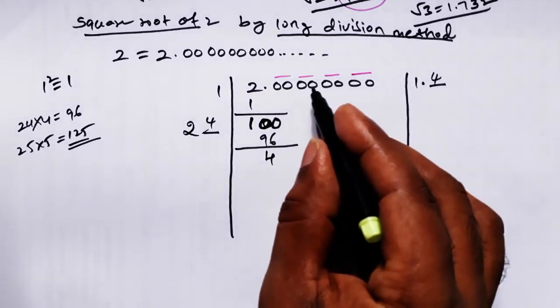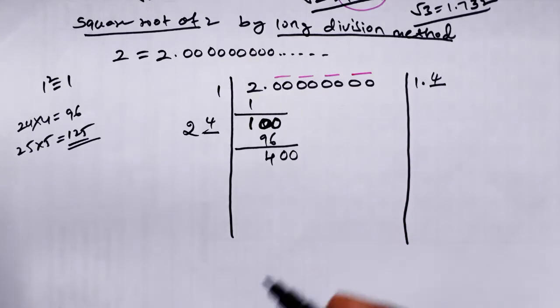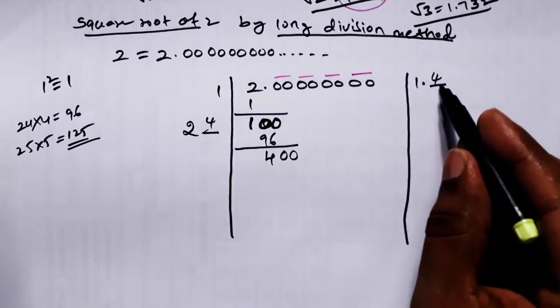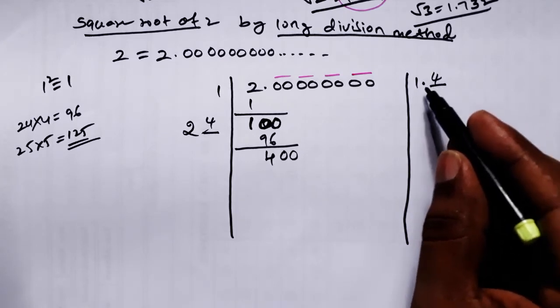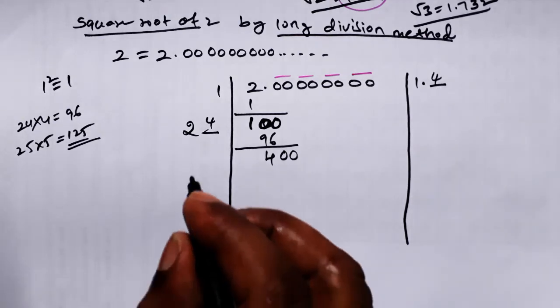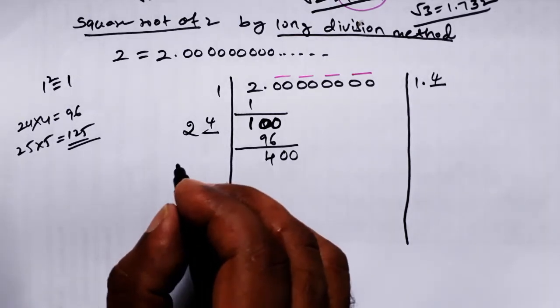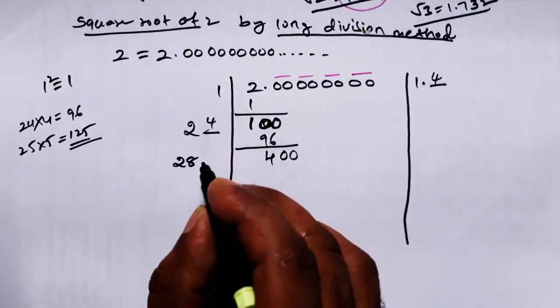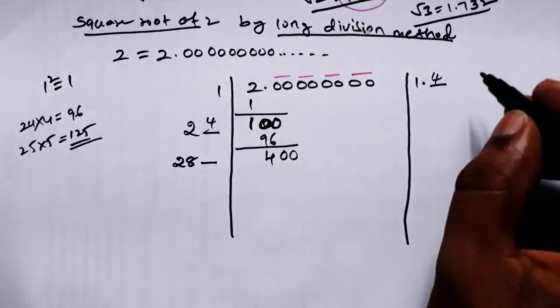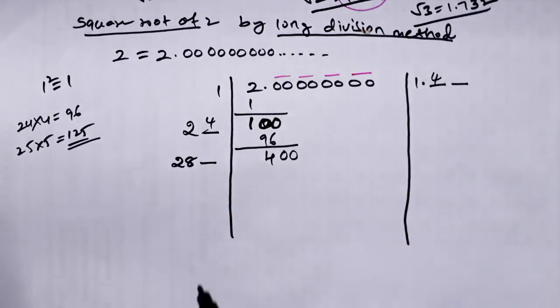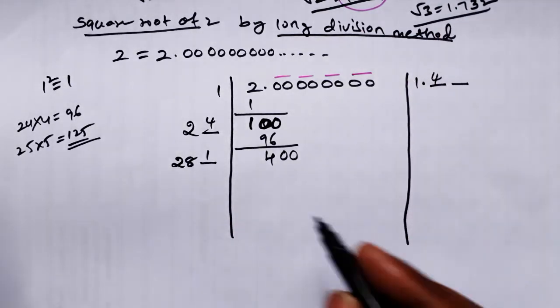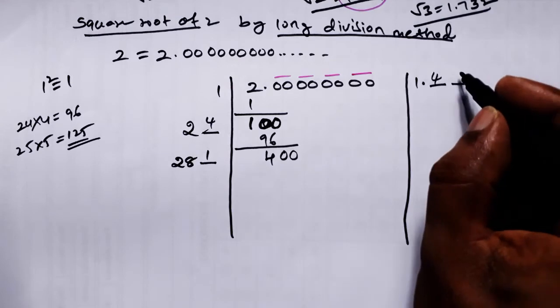Next, carry these 2 zeros. This becomes 400. Again the same process. Forget about the decimal point. What is the number here? 14. 2 times 14 is 28. After 28 we have to write one digit, and the same digit here. So I am writing 1 here, and here also 1.